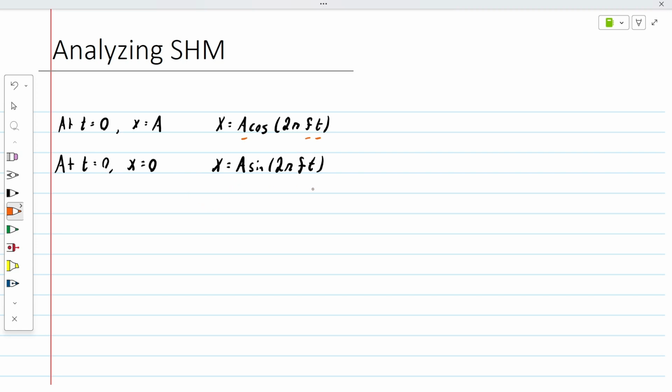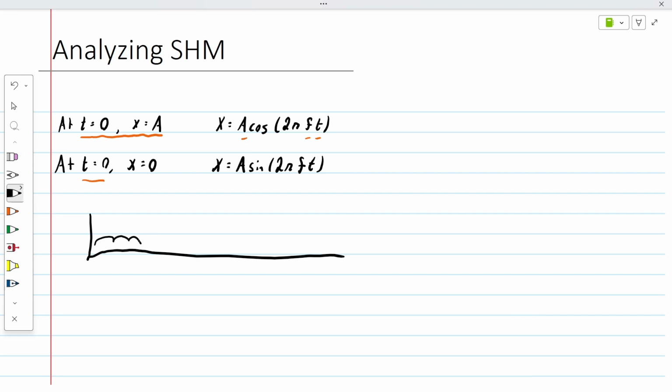There are two different ones. If at time equals 0 it's released from the amplitude, and that's where the time starts, you use cosine. If you start the timer when the object's at the equilibrium point, use sine. Let's draw out what this is basically saying. Let's use a spring, since it's probably the easiest to understand.